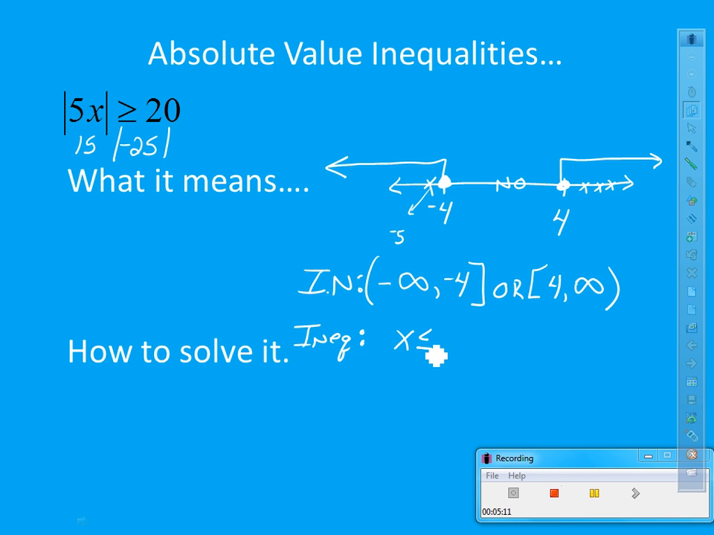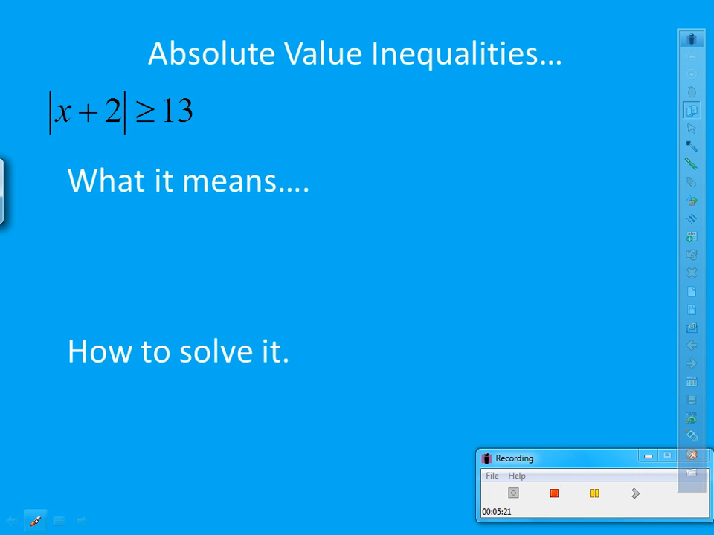X is less than or equal to negative 4, or X is greater than or equal to 4. And then we got it done. Here's my next example. I got 5 of them, and then I'm hoping that you can put some things together.